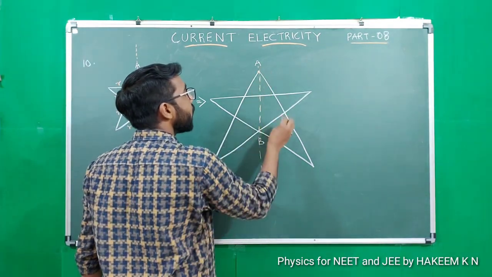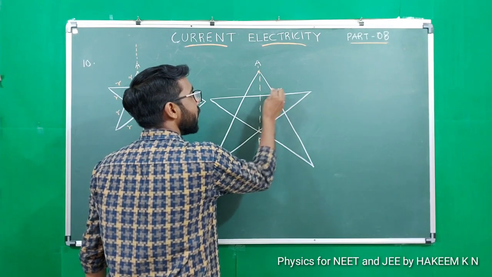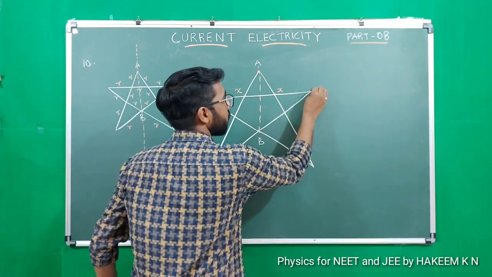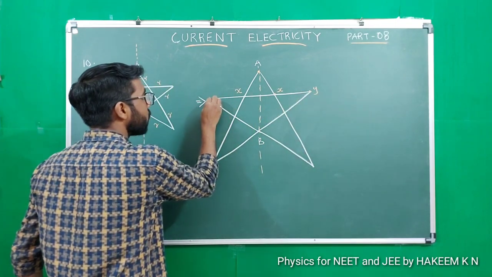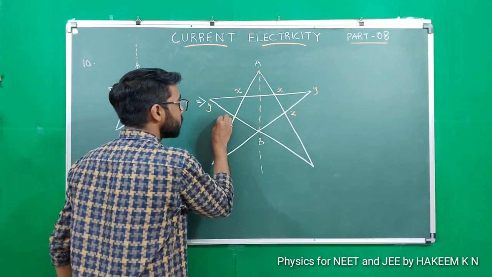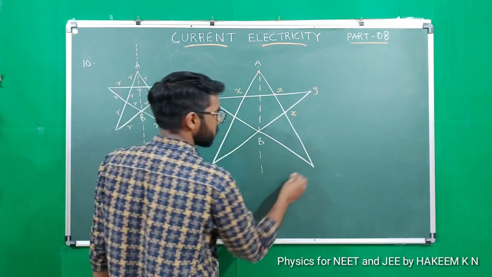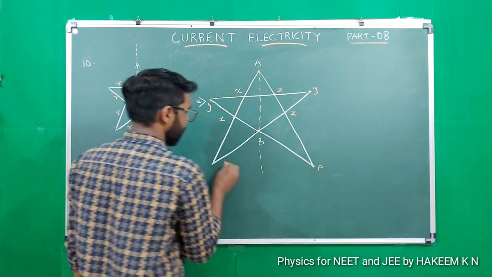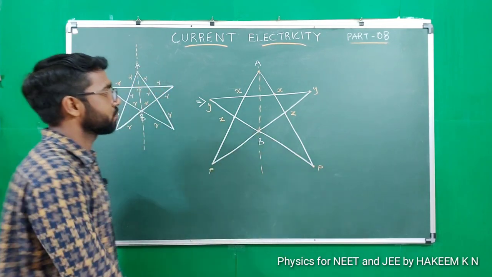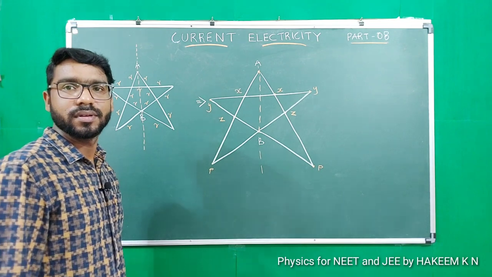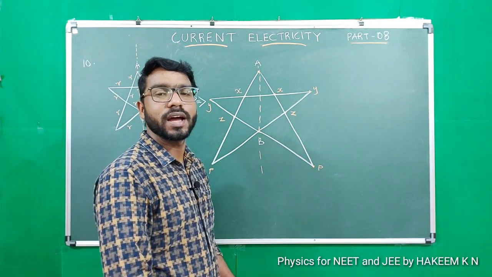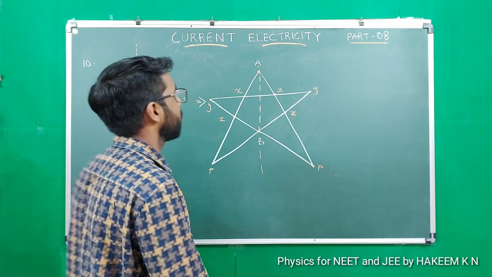This point is A. Here we can give X. Here also X. Here we are giving Y, and here also Y. Here Z. So XYZ finished, so we can give P, and here P, and this is P. Now opposite points have the same potential.